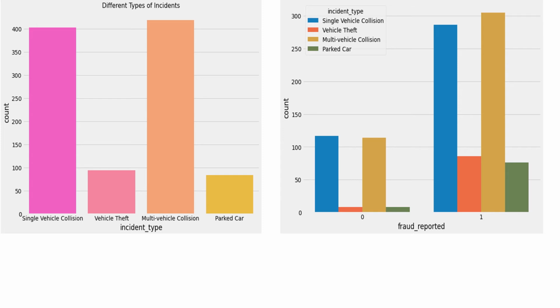The second one: which one is the fraud? When it is 0, it means that there is no fraud. When it is 1, it means that there is fraud. Here you can see that single vehicle has the most claims.